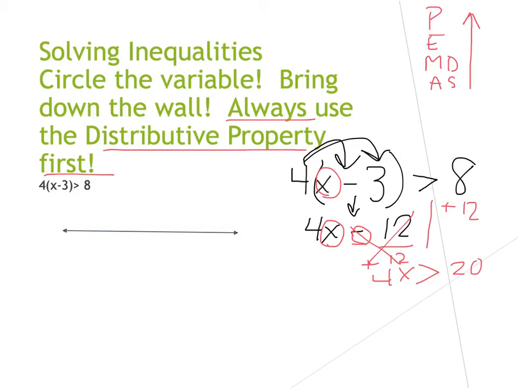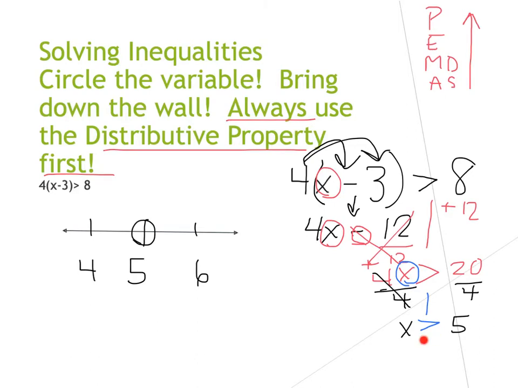Again, I'm going to circle my variable, bring down my wall, and then this tells me 4 times x, so I'm going to divide both sides by 4. That cancels out, which leaves me with x here, and 20 divided by 4 is 5. So when I go to graph it, my 5 is going to go in the middle, 4, 6 over here. It is going to be an open circle because I do not have the line underneath here. Remember, if I don't have the line, it's an open circle. My arrow is going to the right, so my arrow here will go to the right, and let's double check.